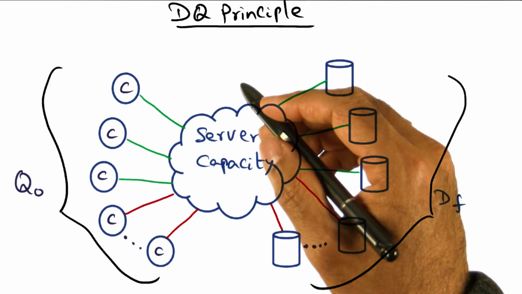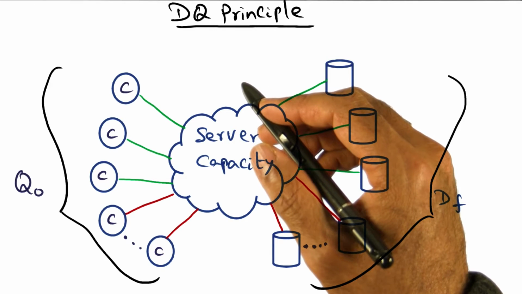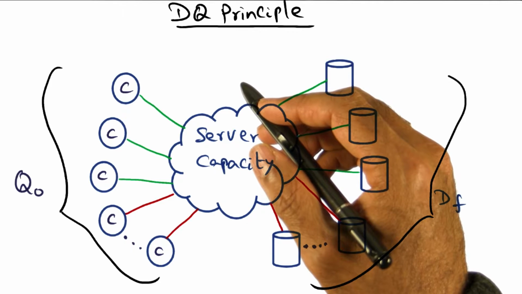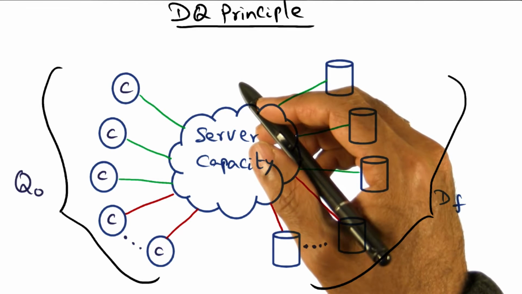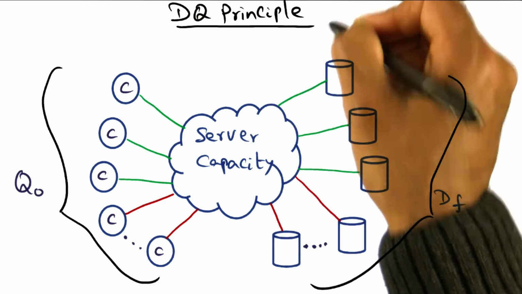Thus far, I've given you a general idea of how an individual site that hosts computational resources and handles a whole bunch of incoming client requests may handle these incoming client requests in terms of load management. This brings us to the DQ principle.